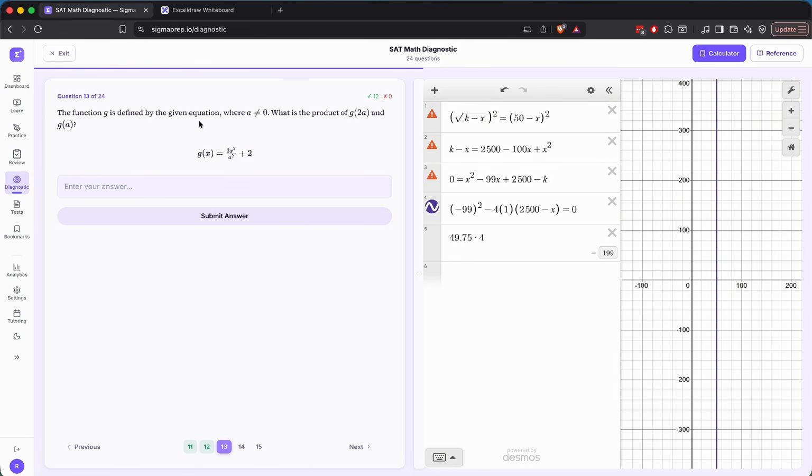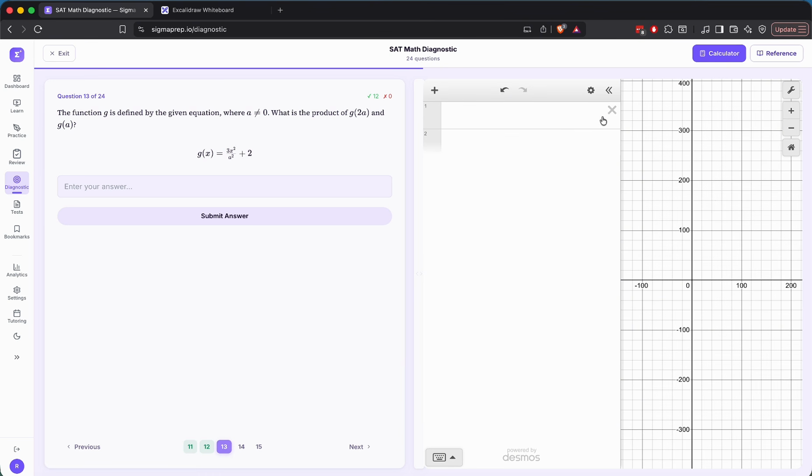Next one here, function g is defined by this. What's the product of g(2a) and g(a)? This is really simple, actually, in my opinion. The only reason it would be hard is, again, like we talked about before, there's certain times where you can plug in a number for a constant, and if you don't know that, then it'll probably be a lot more difficult than it needs to be, right?